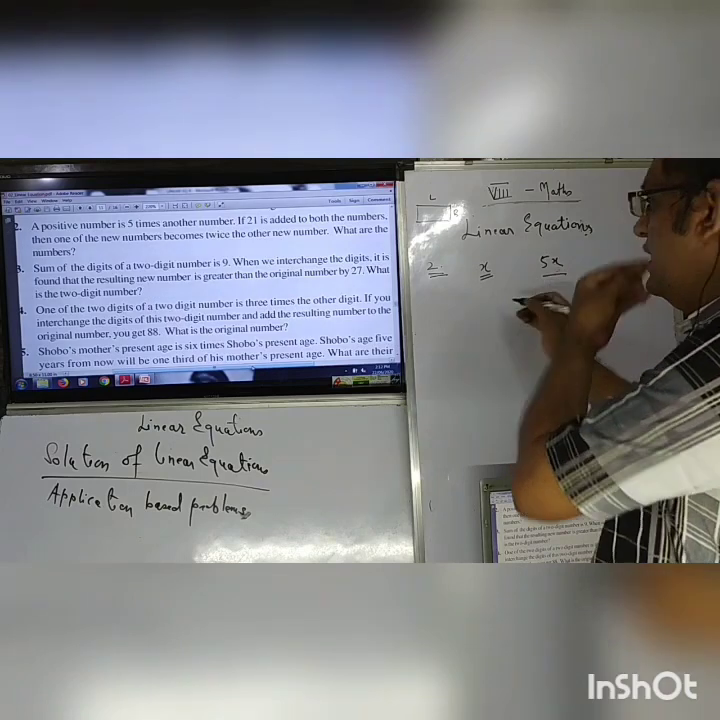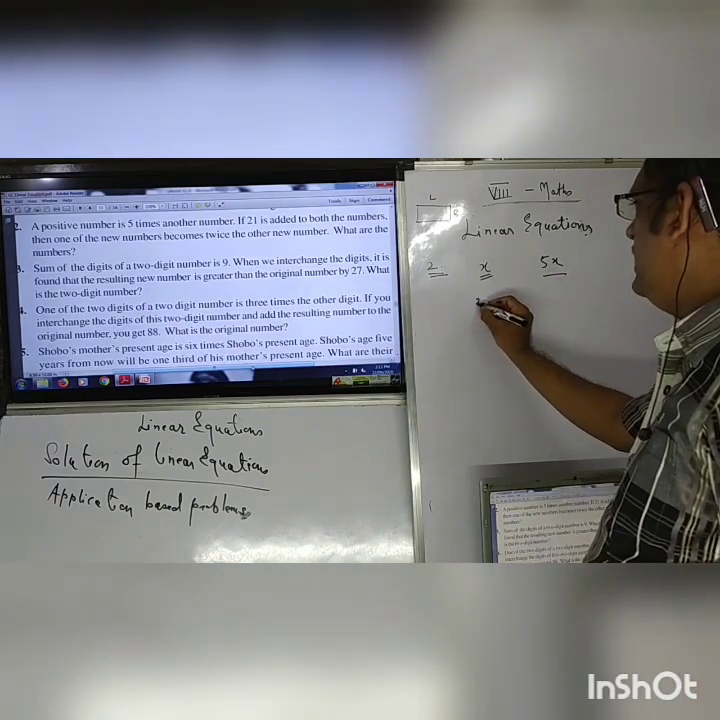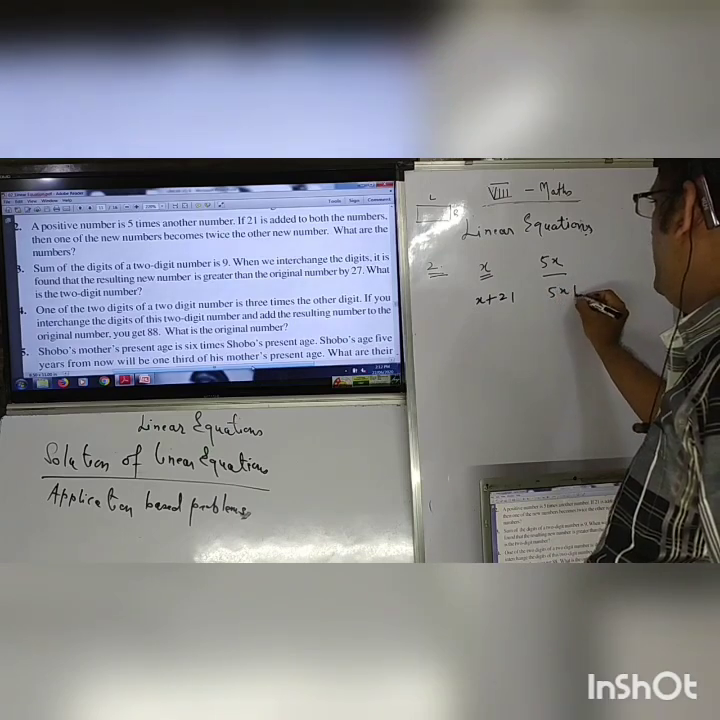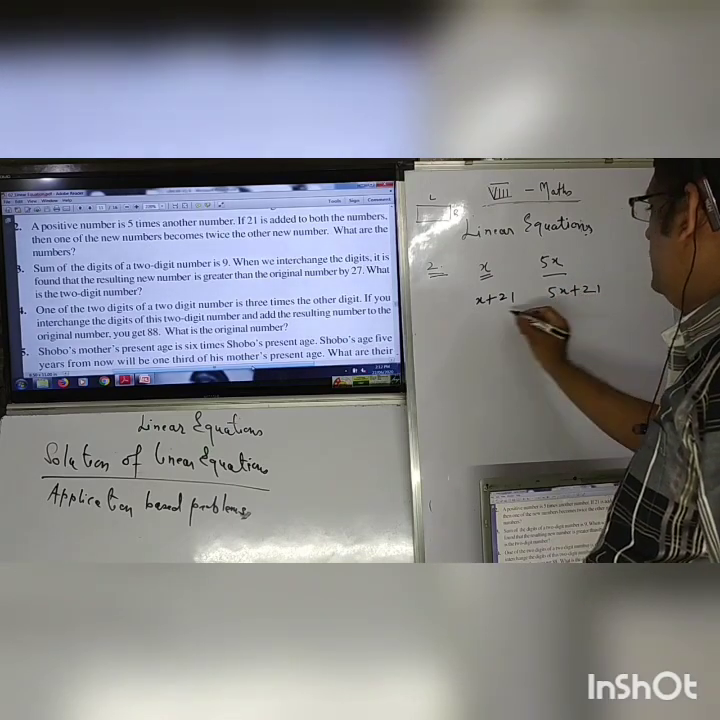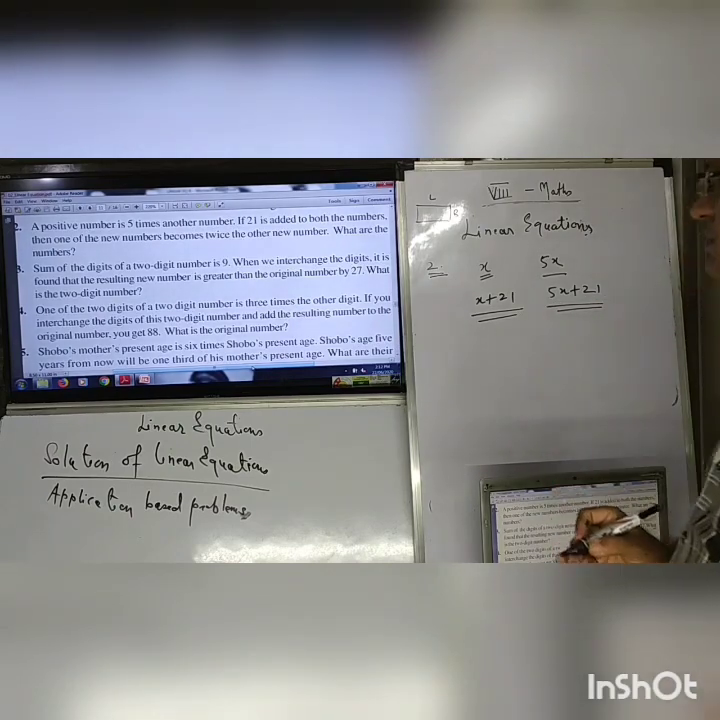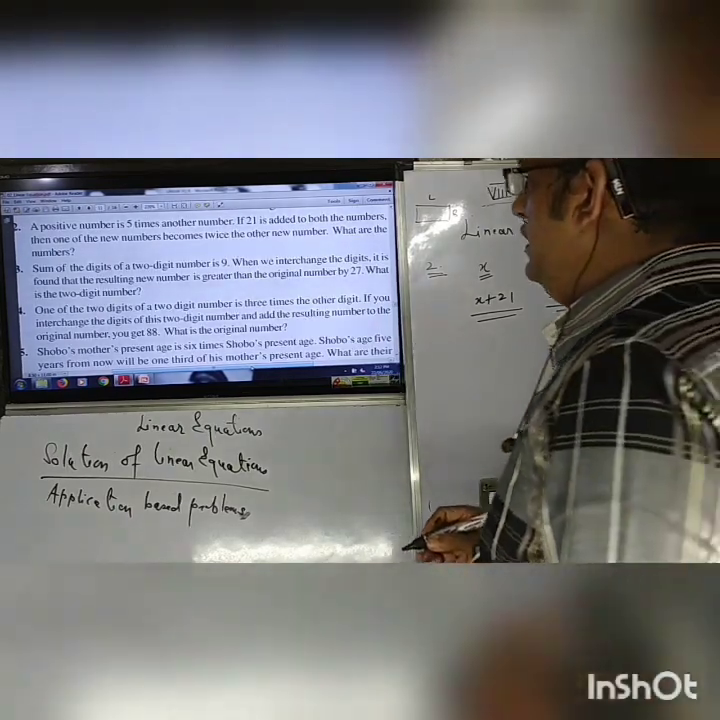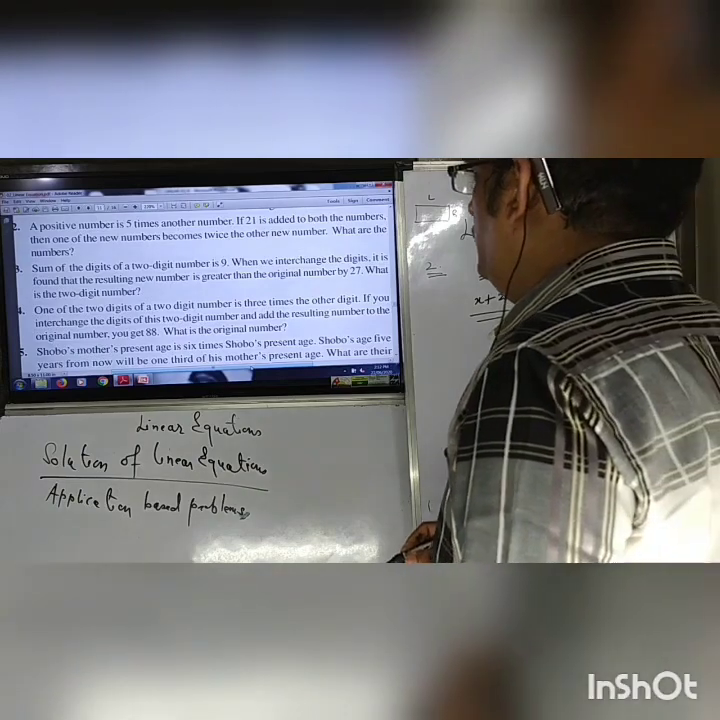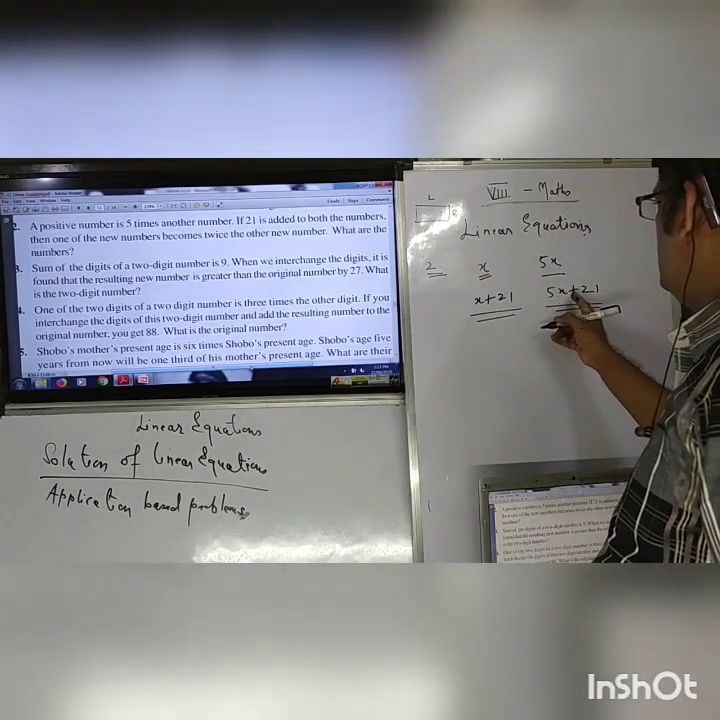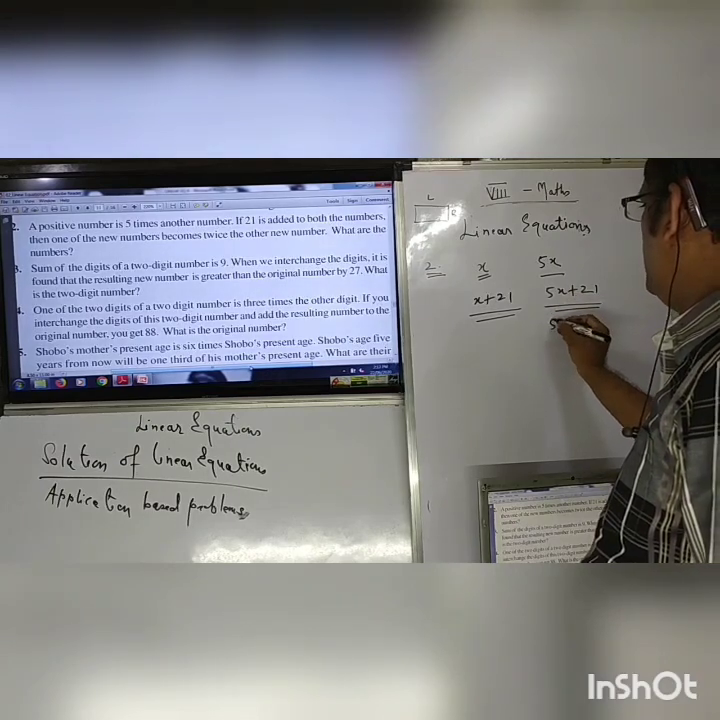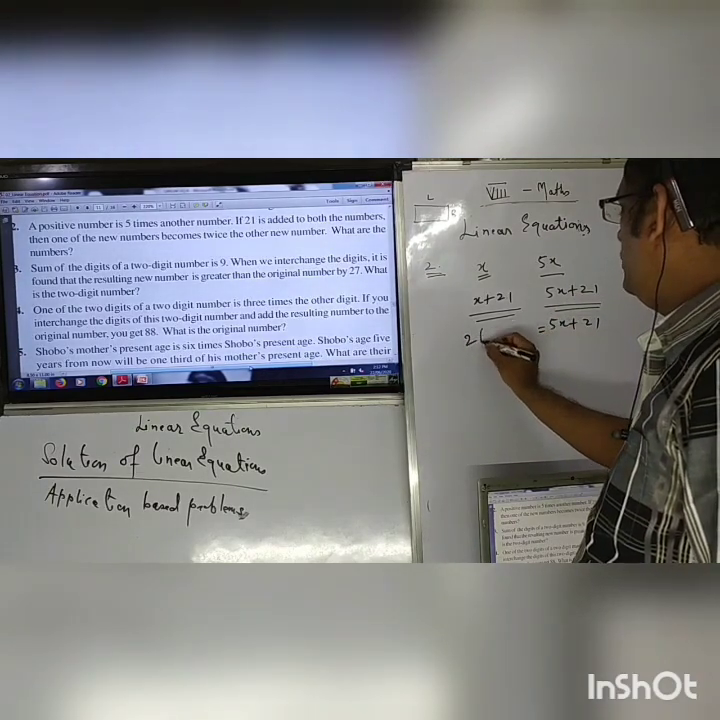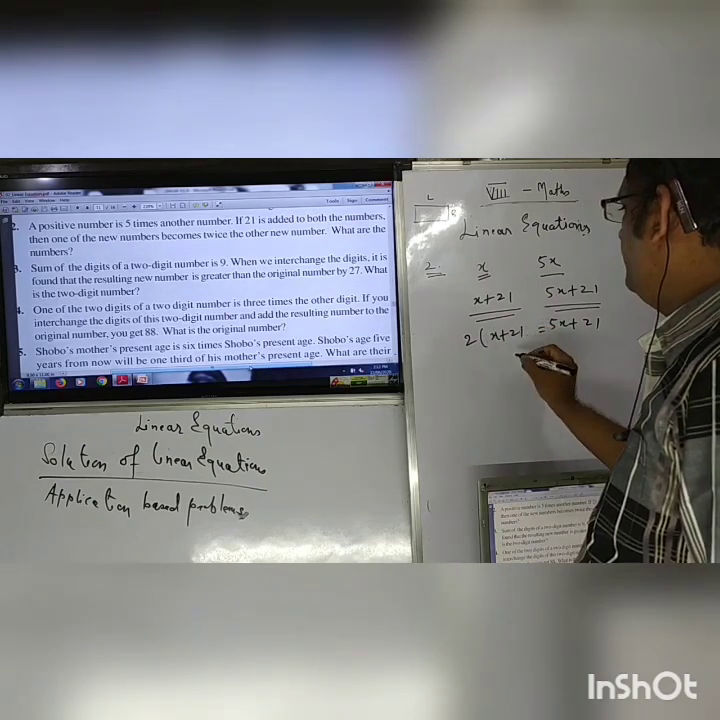If 21 is added to both, we have to add 21 to this x and 21 to 5x. So one number becomes x plus 21, and another number becomes 5x plus 21. Then the new number is twice the other. Then this number, 5x plus 21, is equal to twice of x plus 21.